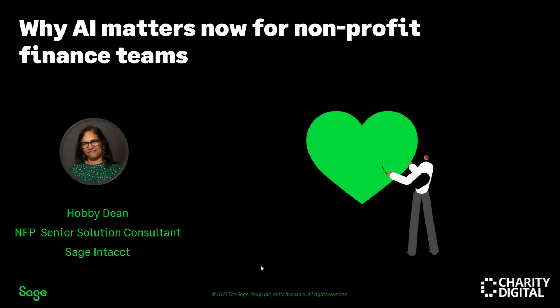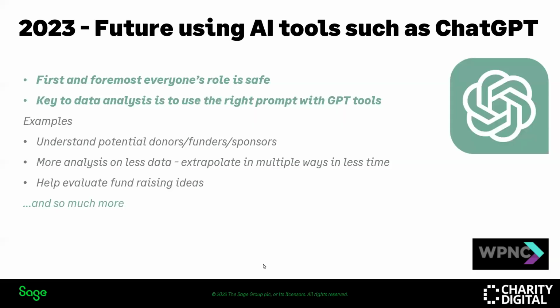Essentially, AI does matter for not-for-profits. I remember, interestingly enough, coming to a presentation with Charity Digital nearly 2 years ago. And there was this lovely presentation by a gentleman from WPNC. And this is what he talked about even back then. And I remember being new to Sage, being new to the whole concept of AI, thinking, oh, what is this new gadget, new gizmo that everyone's talking about?